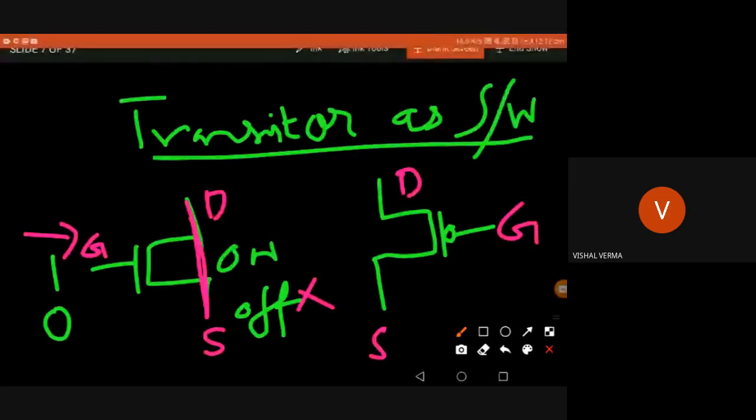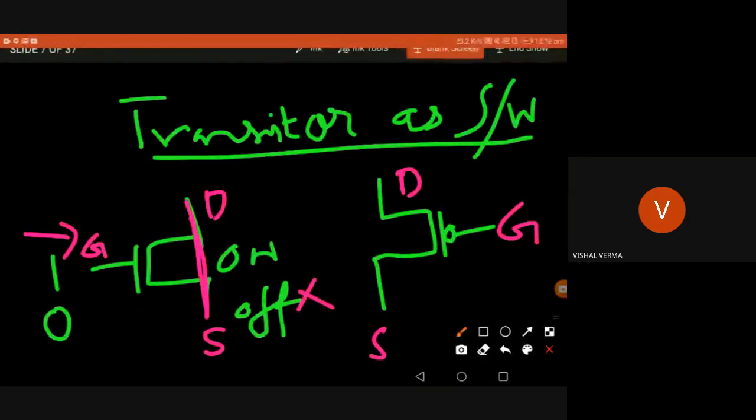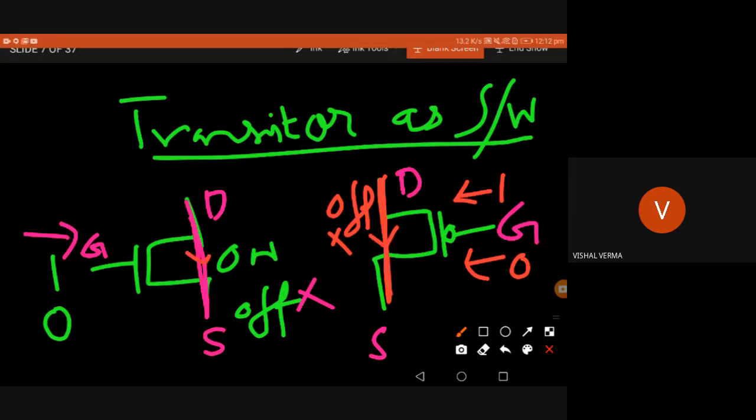But the condition is, if input is given high at the gate, or true, what happens? It is off. Off means drain and source are an open circuit, not connected. But if my input is zero or low or no voltage, then it is on. That means drain and source are connected, allowing current from drain to source, or a very low resistance between drain and source, so current can easily flow. So this was the case of NMOS and PMOS.